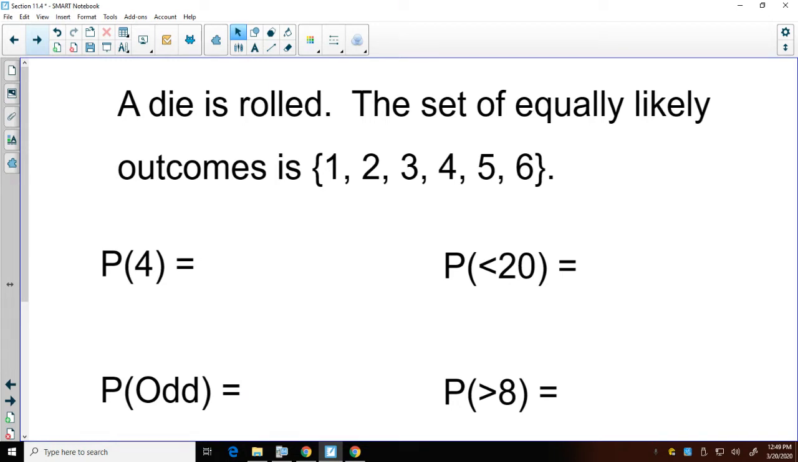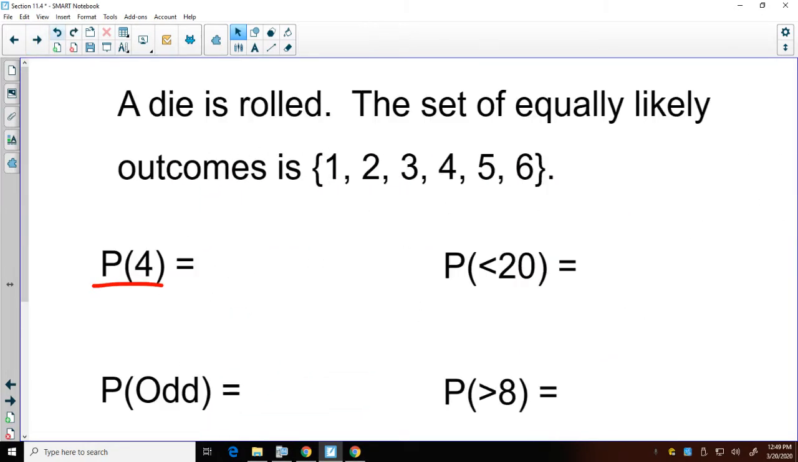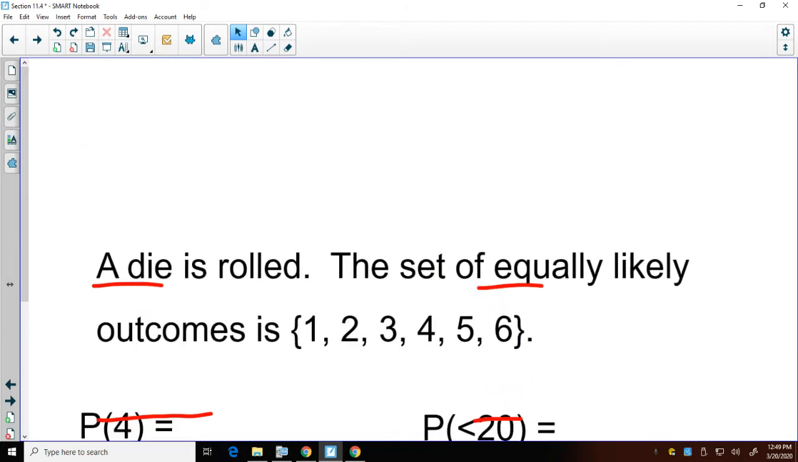So right up here, this P parenthesis 4 means, what is the probability of rolling a 4? Down here, this P odd means, what's the probability of rolling an odd number? Right over here, this means, what's the probability of having a number less than 20? Okay, right here, what's the probability of having a number greater than 8?